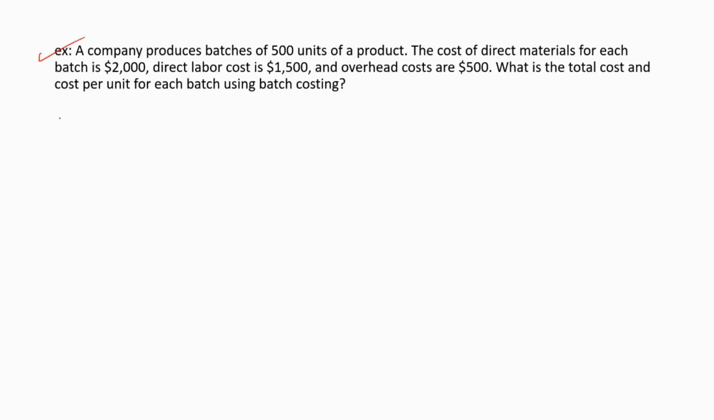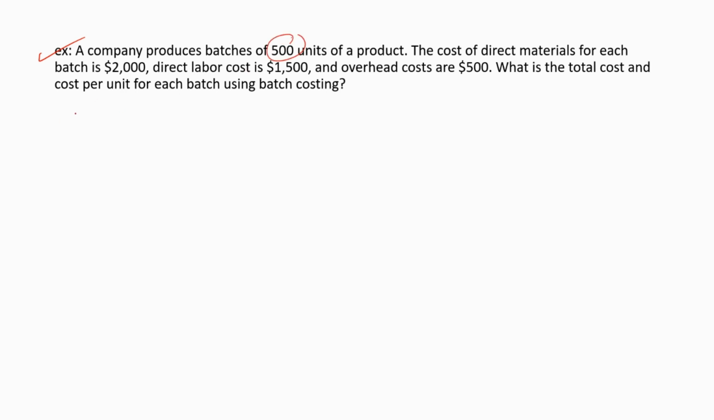Now let's do this example. A company produces batches of 500 units of a product. The cost of direct materials for each batch is $2,000. Direct labor cost is $1,500 and overhead costs are $500. What is the total cost and cost per unit for each batch using batch costing? There are 500 units in a batch.